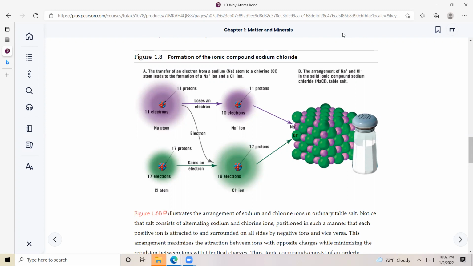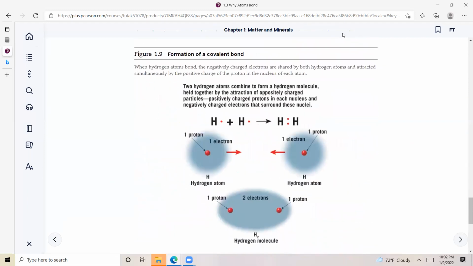So we have ionic bonds, as you see in this picture, which involve atoms of one element giving up electrons to atoms of another element, and they form positively and negatively charged atoms called ions. So we need to know this definition. On the other hand, we have a different example.